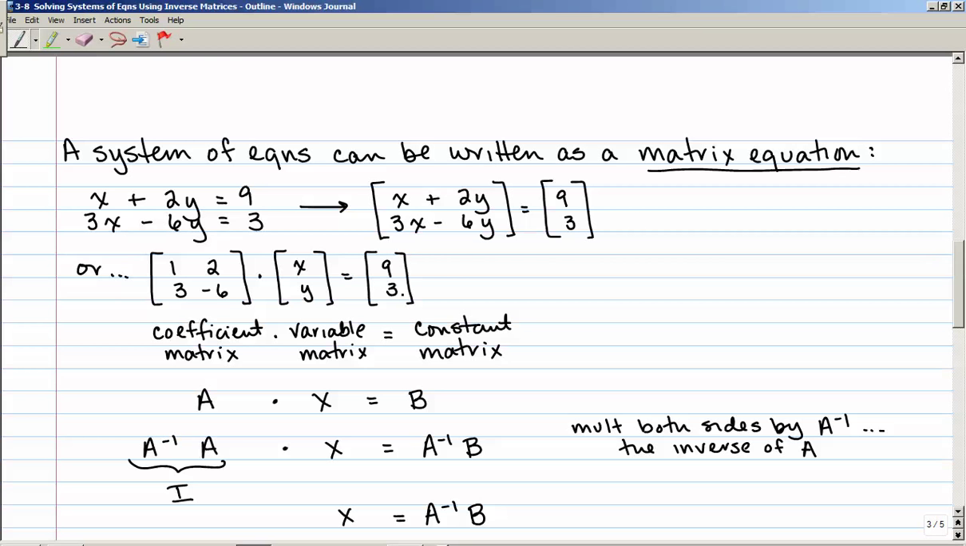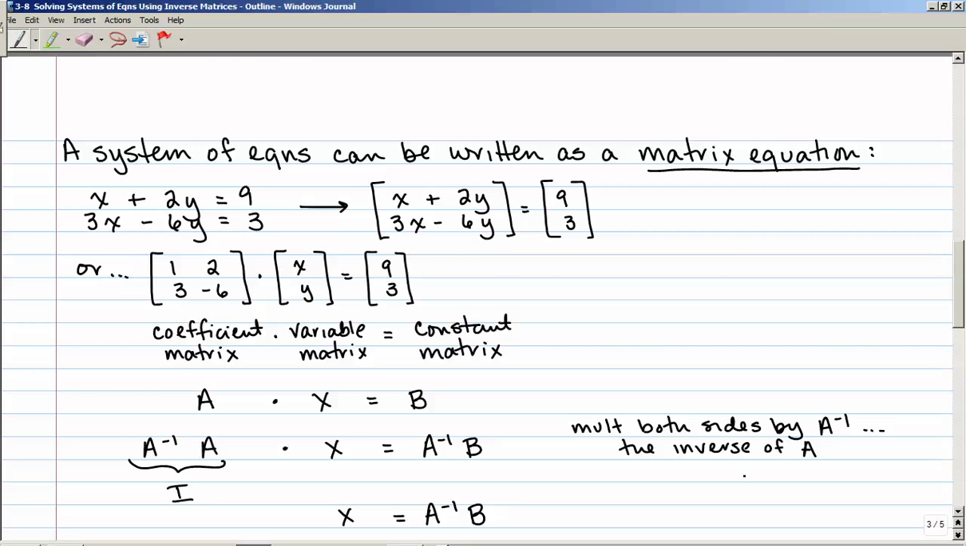Now we can use letters to indicate these. Uppercase A is going to refer to the coefficient matrix, and uppercase X is going to refer to the variable matrix, and B refers to the constant matrix.